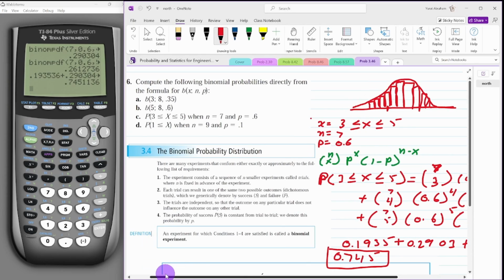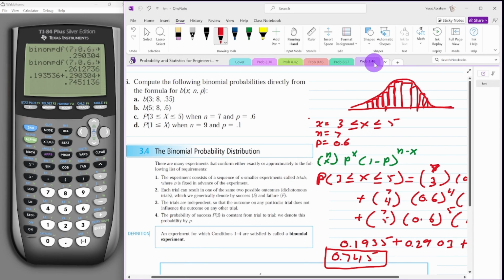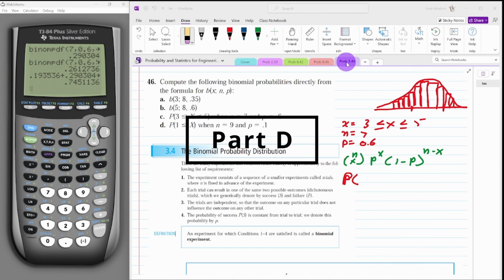and that's your answer for part C. Alright, cool. Any questions? Just comment below, okay? Alright, let's go into part D now.